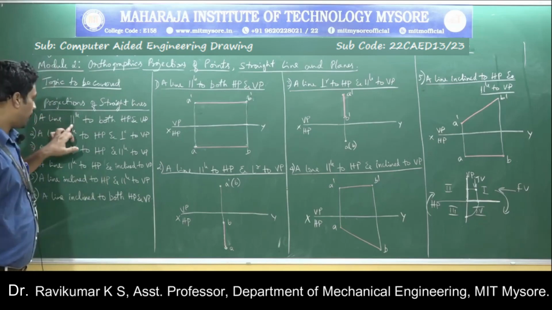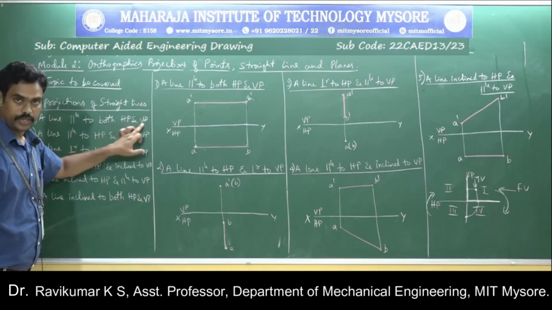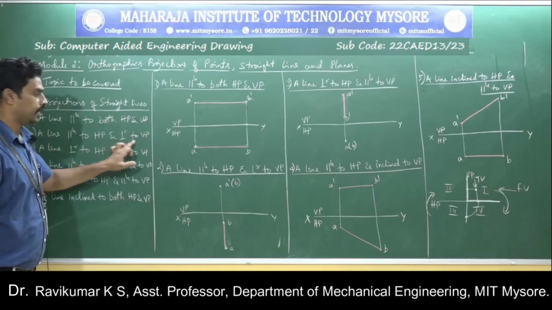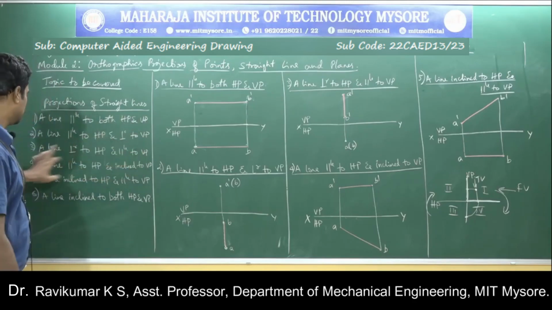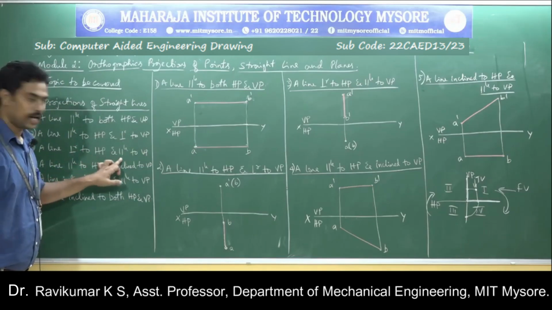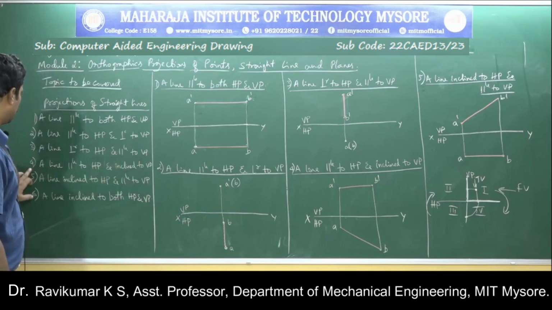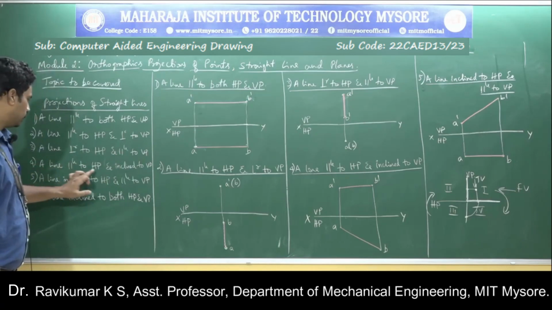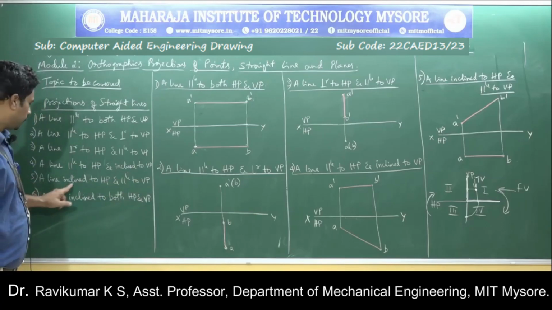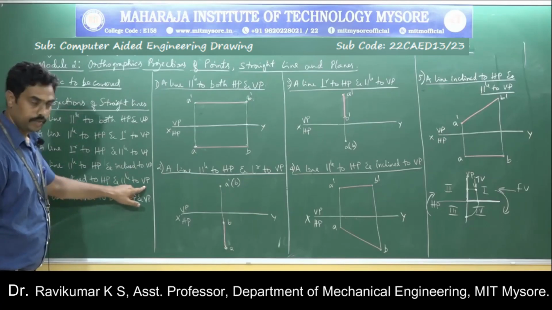A line parallel to both HP and VP; a line parallel to HP and perpendicular to VP, second case. The third case is a line perpendicular to HP and parallel to VP. Fourth one, a line parallel to HP and inclined to VP. Then fifth one, a line inclined to HP and parallel to VP.